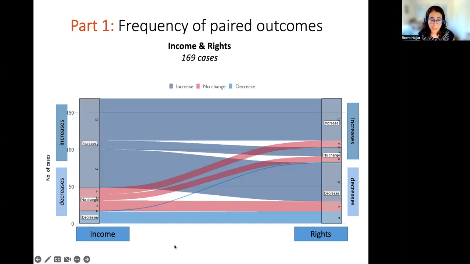Now let's look at income and rights. This one was more surprising at first, as you'd expect these two to be synergistic. We found, in fact, only 36% saw both increases in income and rights. 31% saw trade-offs. So one explanation is that having formalized rights here can lead to increased individual or community outcomes, even if it meant that formalization curtailed customary rights.